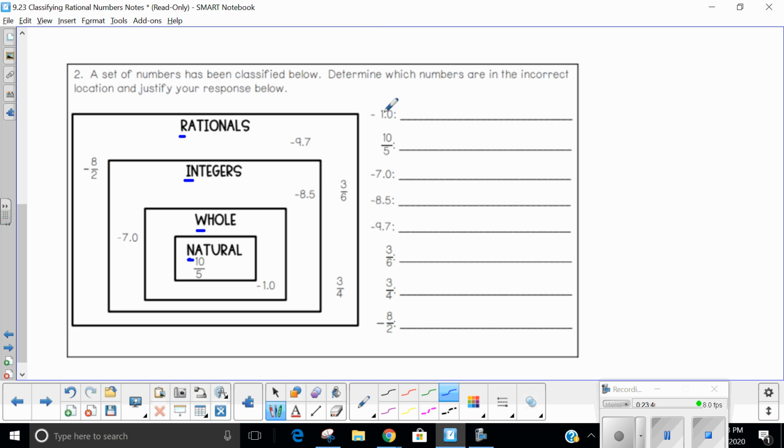So let's look at -1. They have that in the whole number category. Is that a whole number? Remember, whole numbers have to be positive. So this cannot be a whole number because it's negative. Okay, so -1 is actually what? It's actually an integer.